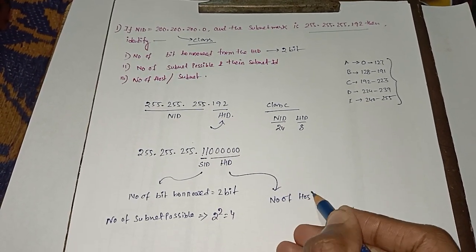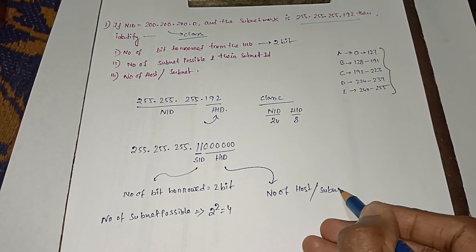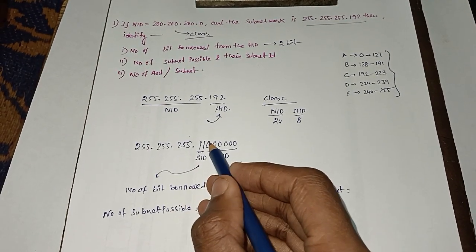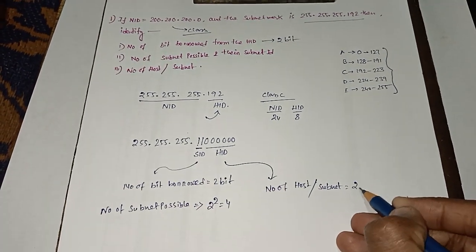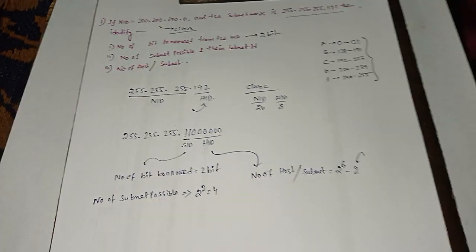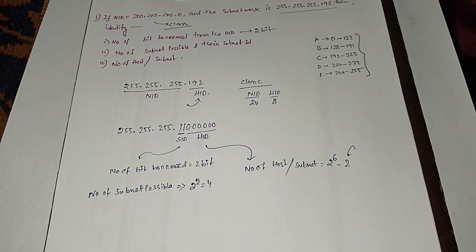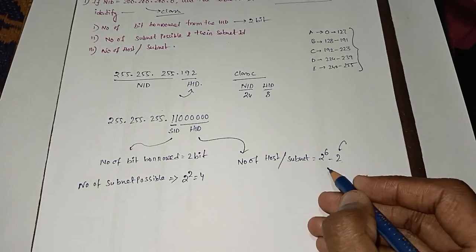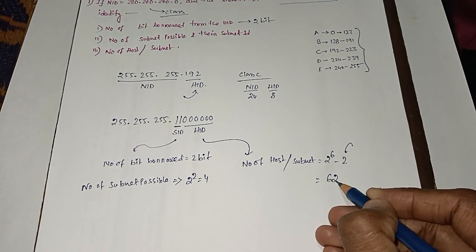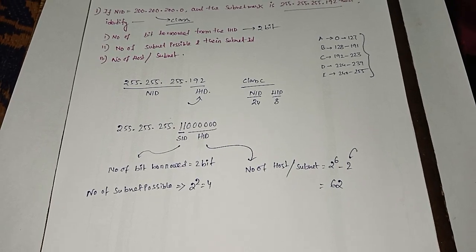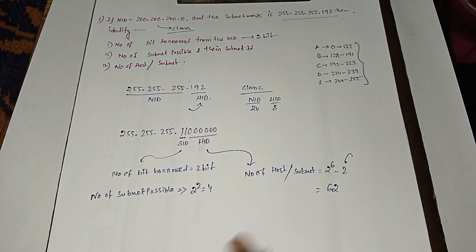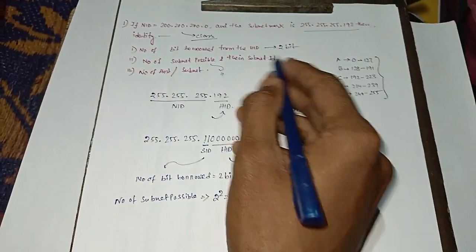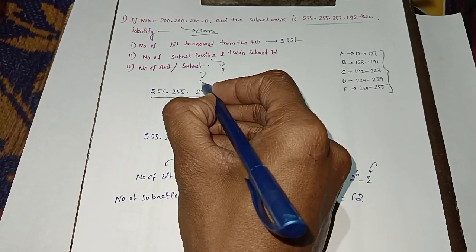Now the number of hosts per subnet. The number of zeros represents the host ID: 1, 2, 3, 4, 5, 6, so 2 to the power 6 minus 2. The 2 is subtracted because the first address represents the network ID of the subnet, and the last represents the direct broadcast address of the subnet. 2 to the power 6 is 64, minus 2 is 62. So 62 hosts per subnet are possible, and 4 subnets are possible.